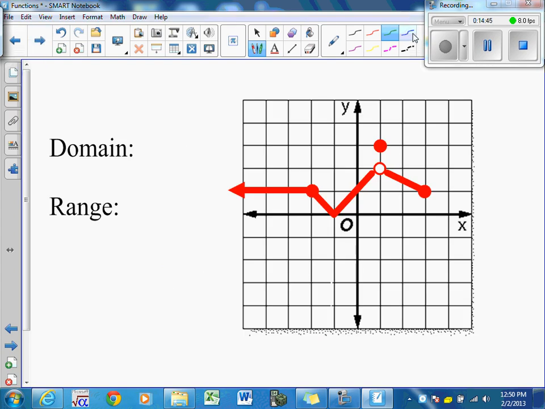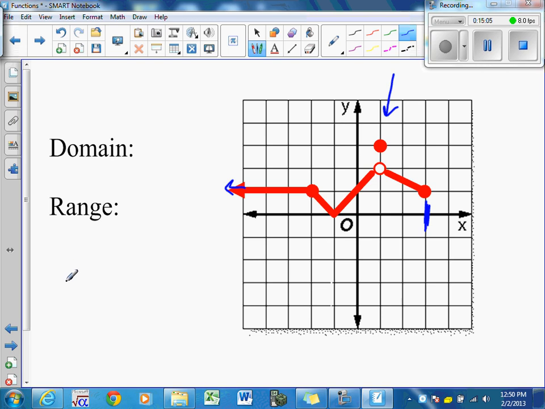Now let's say we have this function. What would be our domain? Well, here it goes up to 3 and then stops. This it seems to go forever, to the left. Now the bigger question is what's going on here at 1?